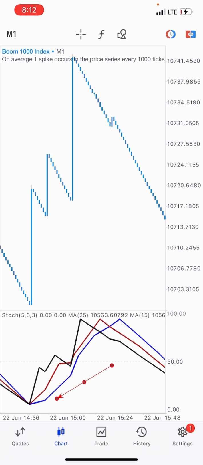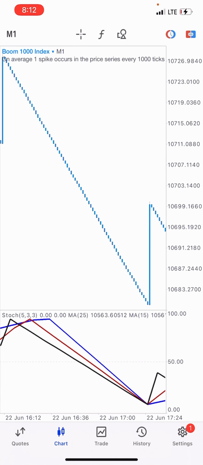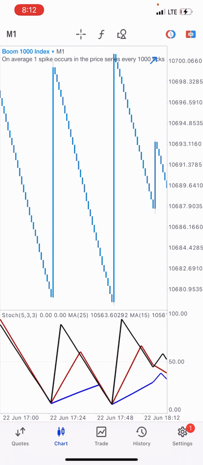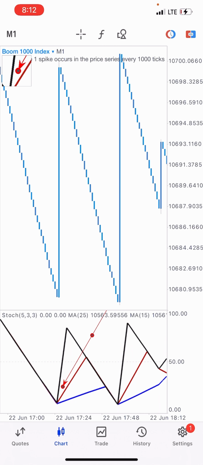You might enter a trade. Okay, look at this one here. The black line, you can see how massive this black line was. Just this one spike, it has already gotten to this level. Just look at the level this black line has gotten to.